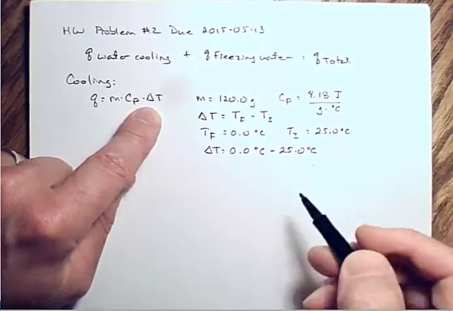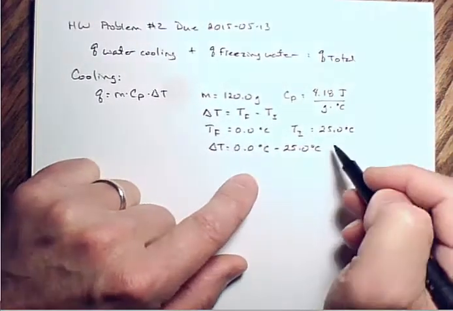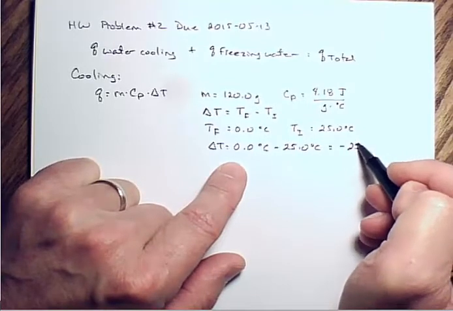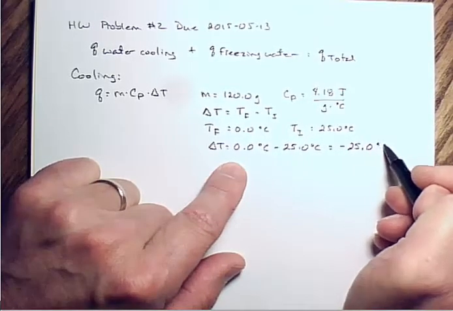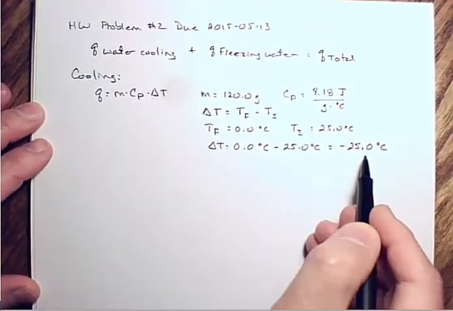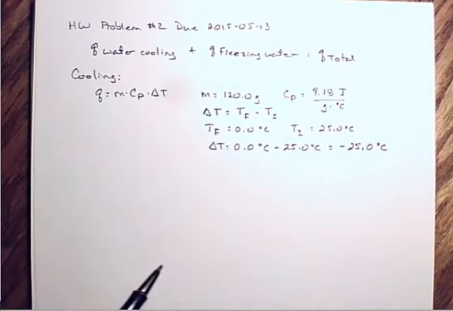So the change in temperature is 0.0 degrees C minus 25.0 degrees C. You should be adding these vertically to make sure you're keeping up with significant digits. But if you do it correctly, you should find your change in temperature is negative 25.0 degrees C. Now we're ready to plug everything in because we now have all three values to find Q for the cooling part of things.